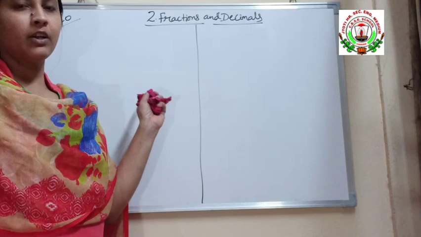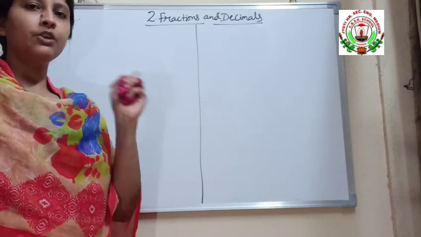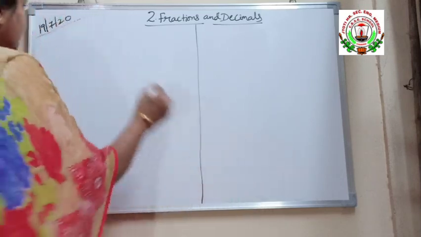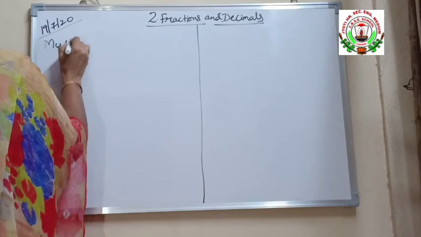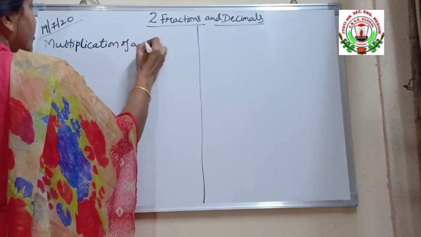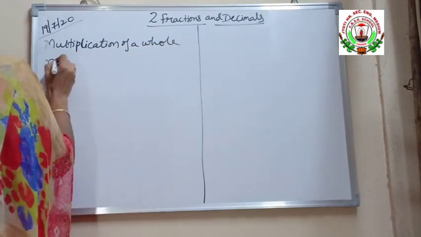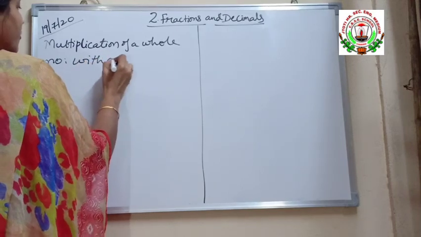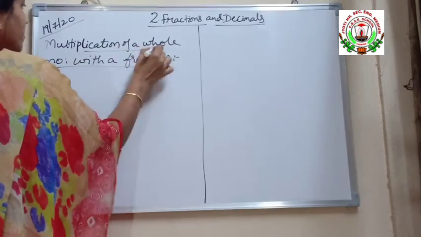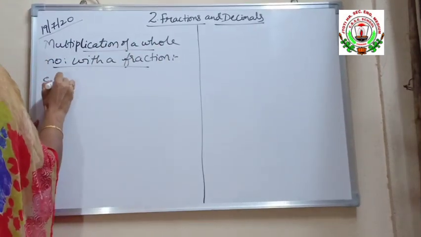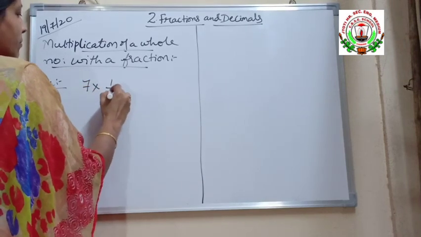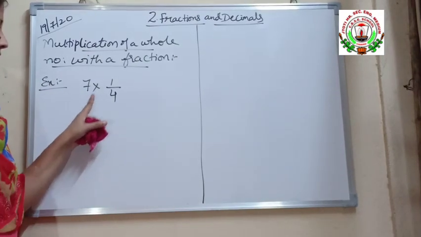Today in this period we are going to learn about multiplication of fractions with a whole number and multiplication of a fraction with a fraction. For example, see multiplication of a whole number with a fraction. That is, for example, when I write 7 into 1 by 4.